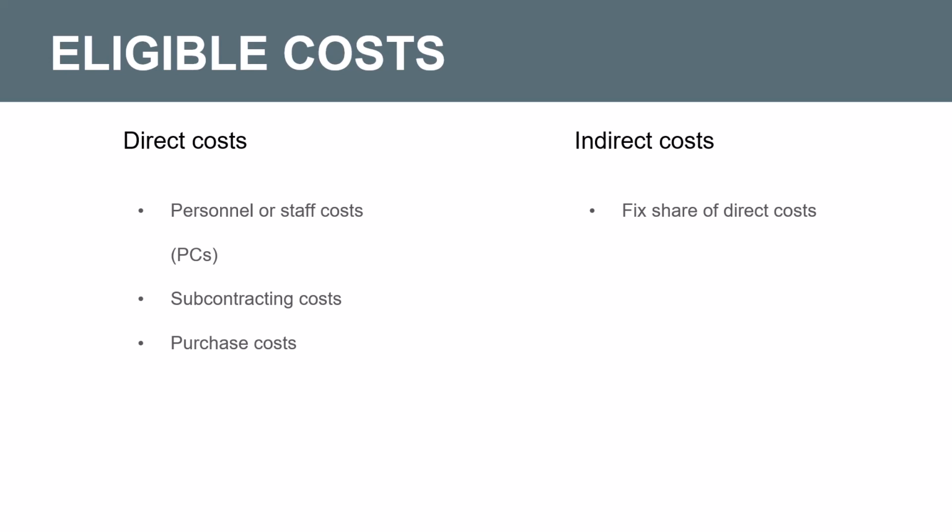Although eligible costs slightly vary between programs, the two main categories are eligible direct costs and eligible indirect costs. Direct costs need to satisfy the eligibility criteria of each funding program. In general, we can divide them in four types: personnel or staff costs, subcontracting costs, purchase costs, and other costs. And in the case of indirect costs, they consist of a fixed percentage of direct costs. In the following slides, we will have an overview of each cost.